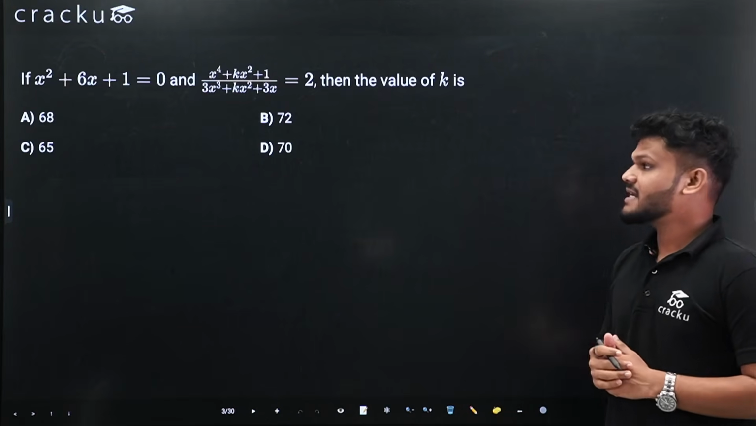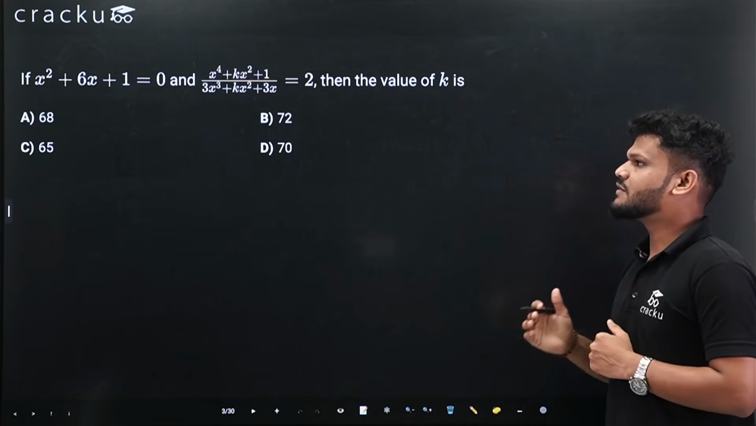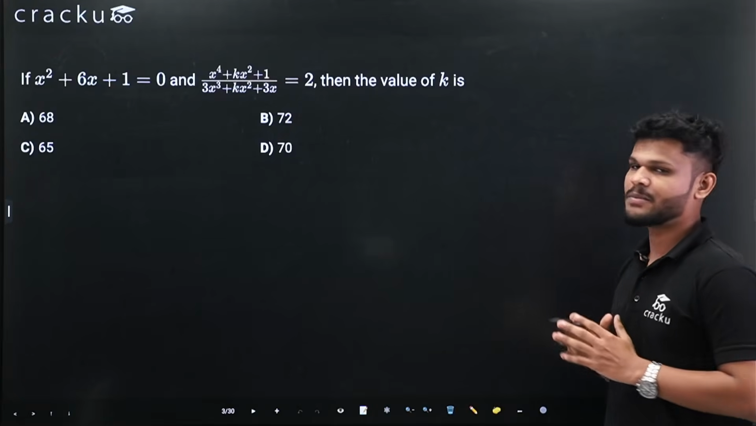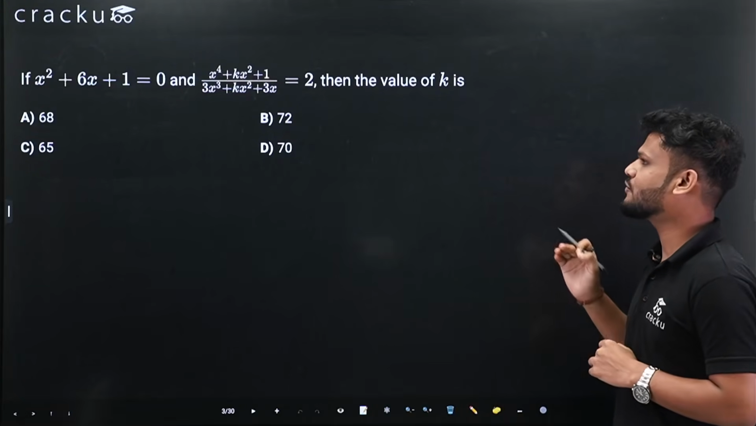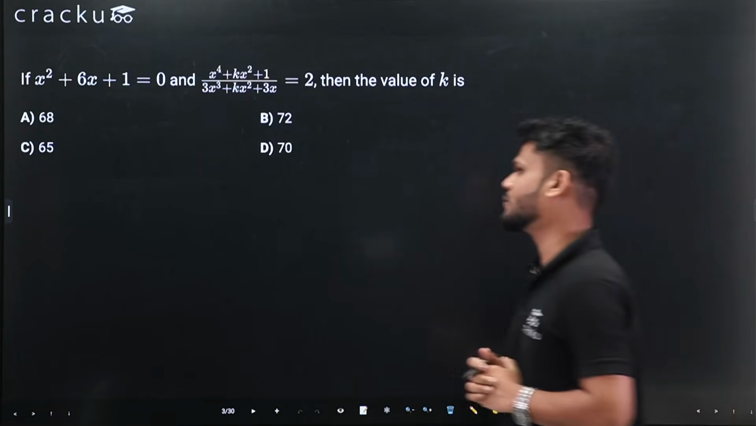In this question we are given x square plus 6x plus 1 equal to 0. Then we are given an expression in x and k, and we have to find the value of k. So how do you do this?